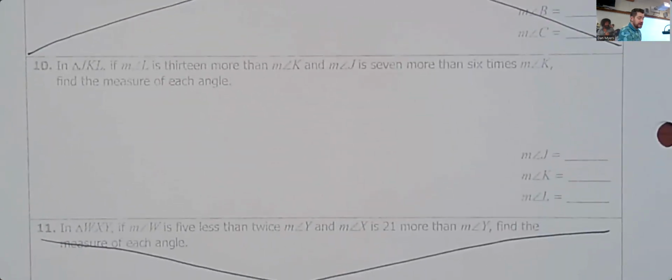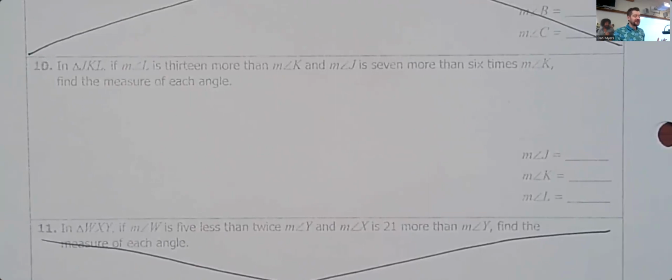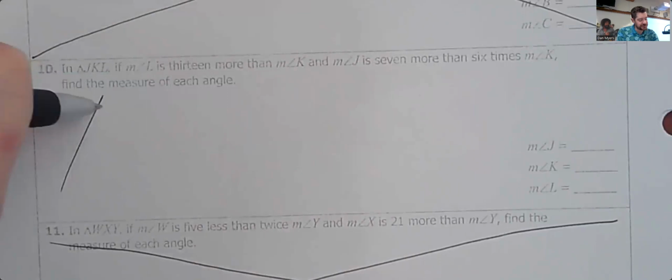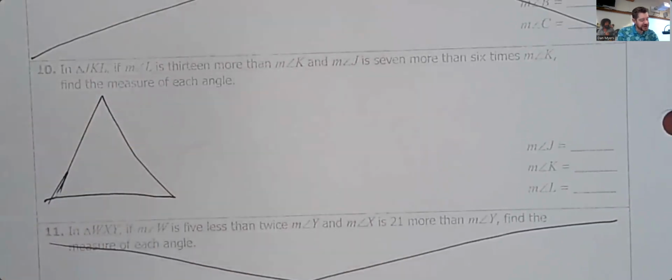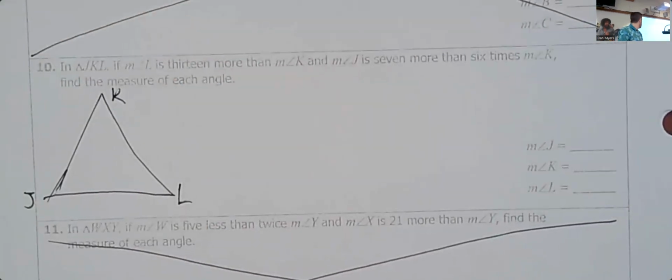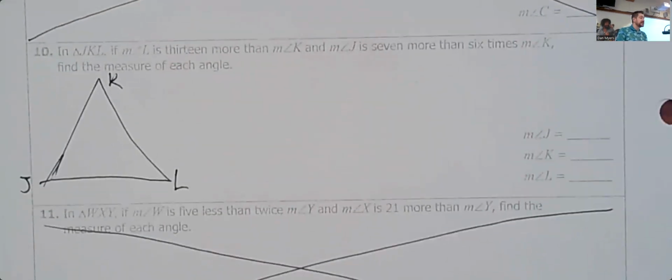Okay. This one here. In triangle JKL, if the measure of angle L is 13 more than the measure of angle K, and the measure of angle J is 7 more than 6 times the measure of angle K, find the measure of each angle. Okay. So first of all, draw a triangle. Doesn't matter what it looks like, just draw a triangle. And we got JKL. So put J at one angle, K at another, and then L at the third. Now, this one is a little bit challenging, yeah?